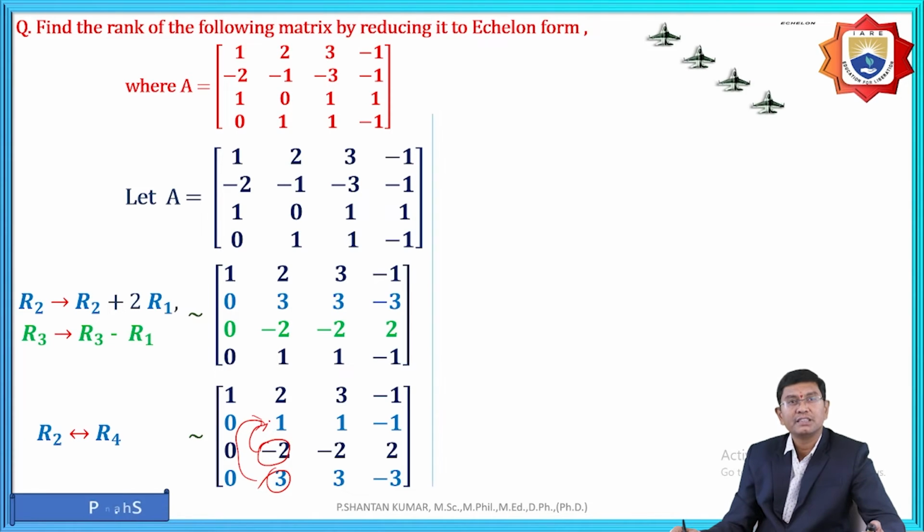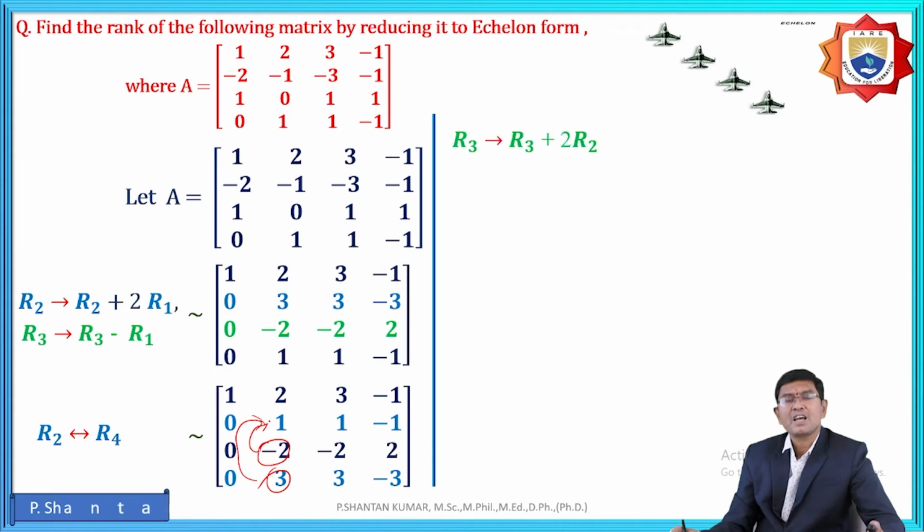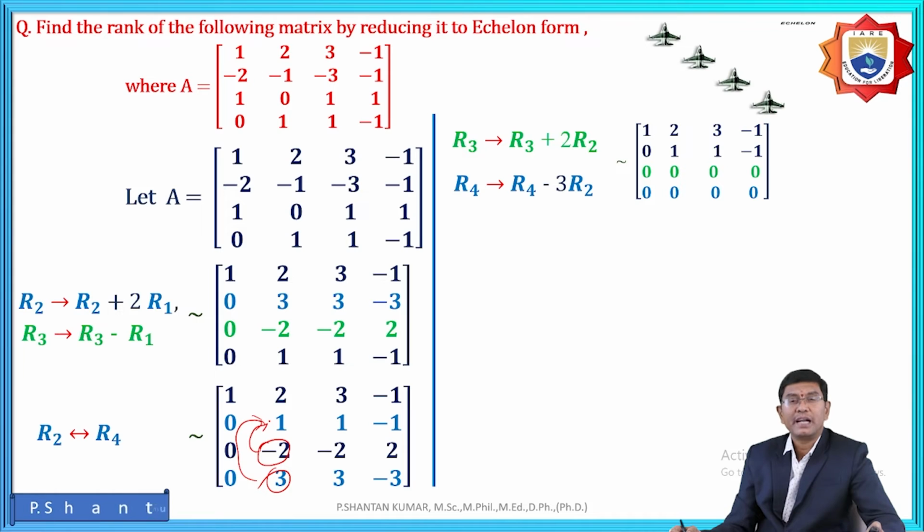Then the matrix is R3 plus 2R2, R4 minus 3R2. Then the matrix is reduced to this matrix. Further, it is not possible to move to the next step because it is not required. Here the zero rows are obtained, and therefore the second condition is also satisfied.